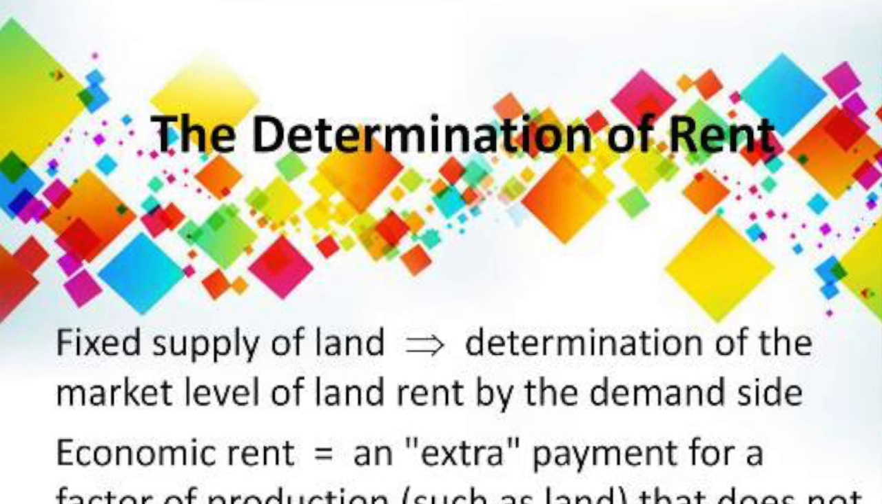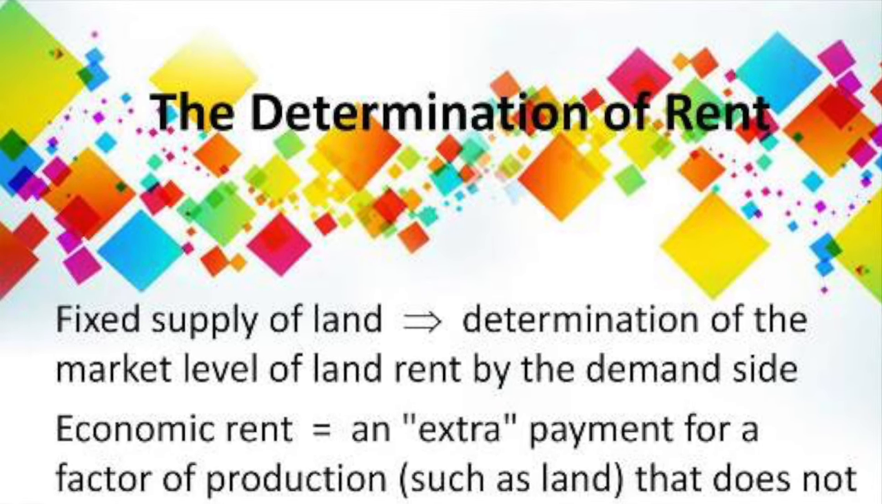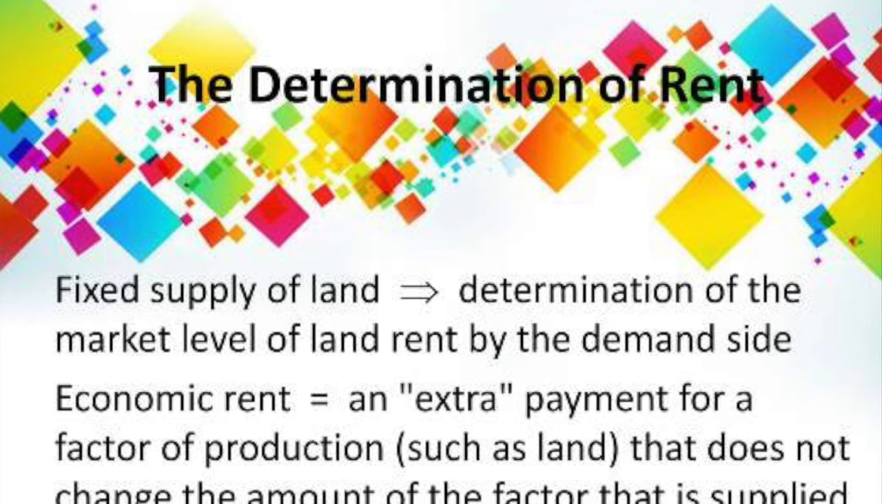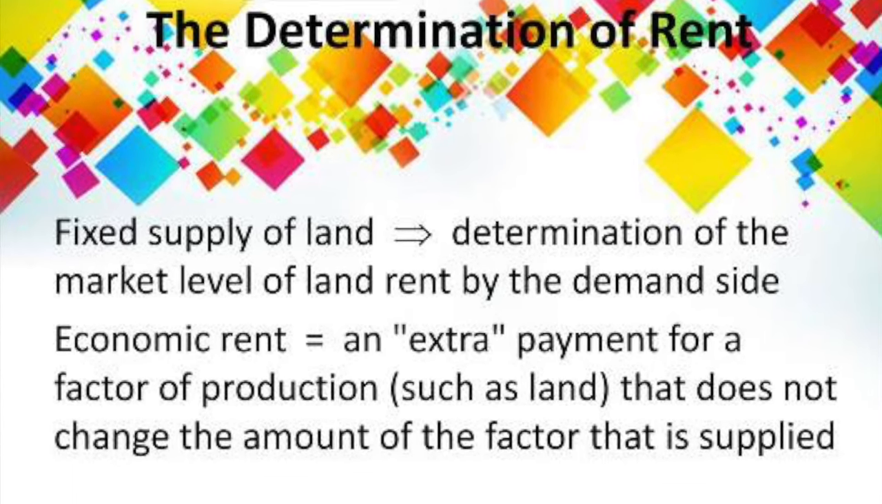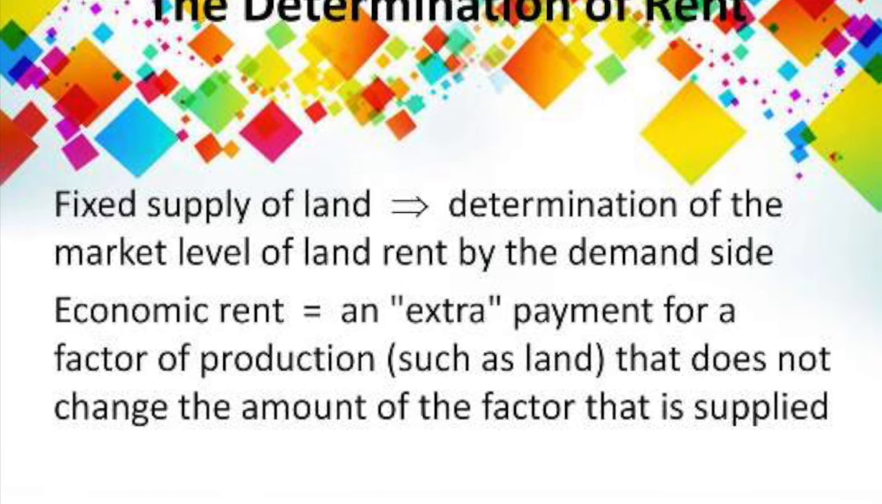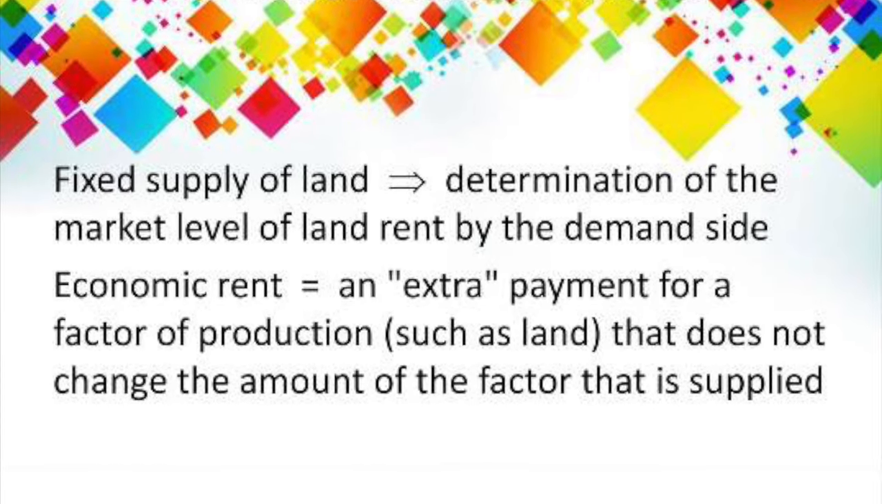Determination of rent. With a fixed supply of land, the market level of land rent is determined by the demand side. Economic rent equals an extra payment for a factor of production, such as land, that does not change the amount of the factor that is supplied.